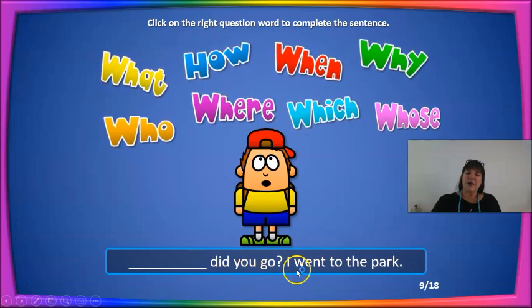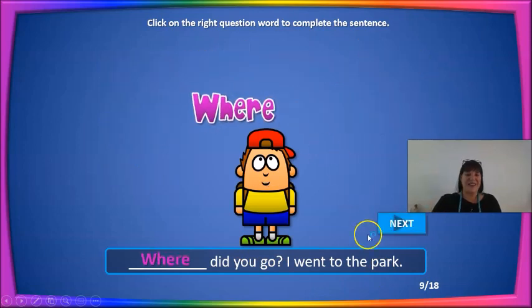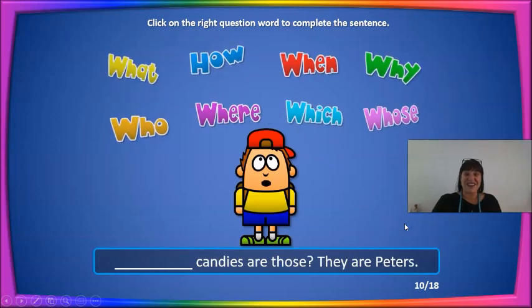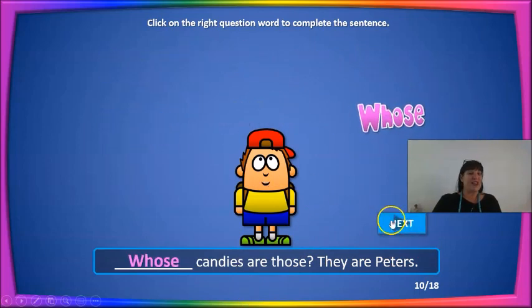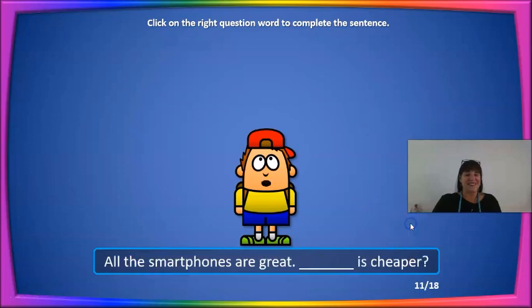Where did you go? I went to the park is the answer. And he's asking, where did you go? Well done. I went to the park. You're very good at this. Whose candies are those? You're asking, oh, you really feel like those candies. And then someone says, they are Peter's. So you are asking, whose candies are those? They are Peter's.